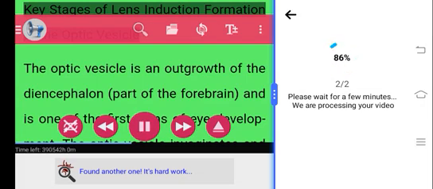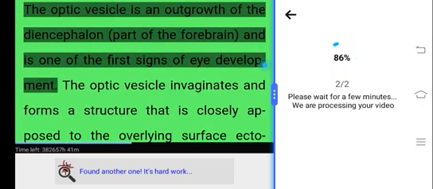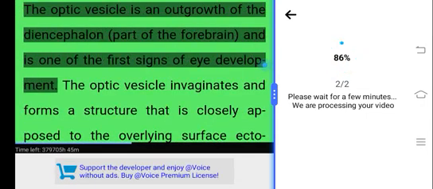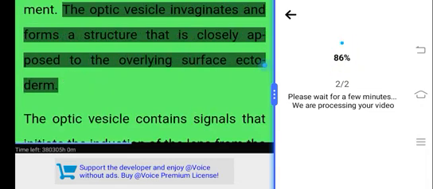Key stages of lens induction: formation of the optic vesicle. The optic vesicle is an outgrowth of the diencephalon, part of the forebrain, and is one of the first signs of eye development. The optic vesicle invaginates and forms a structure that is closely opposed to the overlying surface ectoderm.